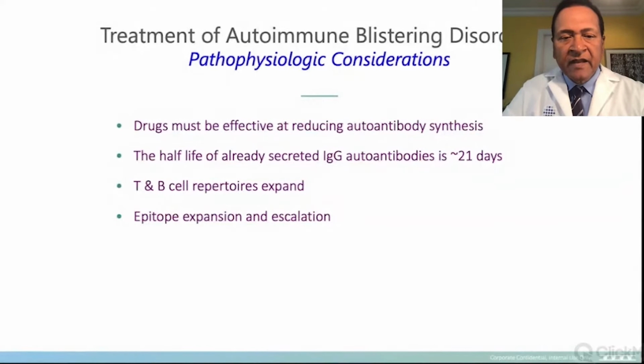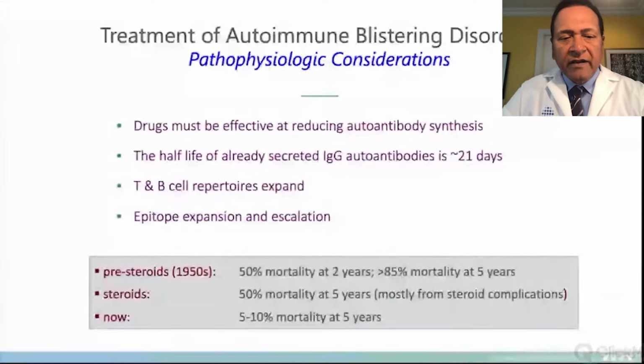extend the disease. So in the pre-steroid era, mortality was extremely high, 50% at 2 years and over 85% at 5 years. Even with the widespread use of steroids starting in the 50s and 60s, mortality remained high at about 50% at 5 years, mostly from the complications of the steroids themselves. And now the mortality is much reduced to probably around 5 or maybe up to 10 percent in 5 years. And that's still too high, much better, but still too high.